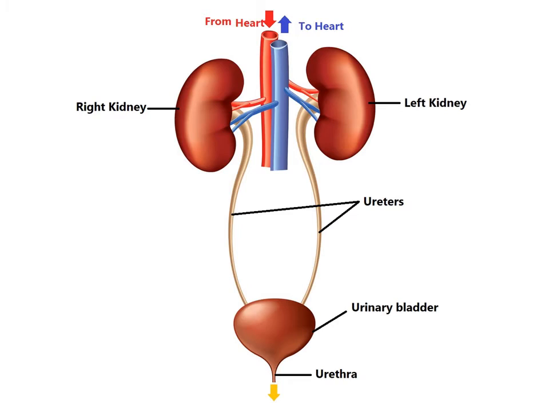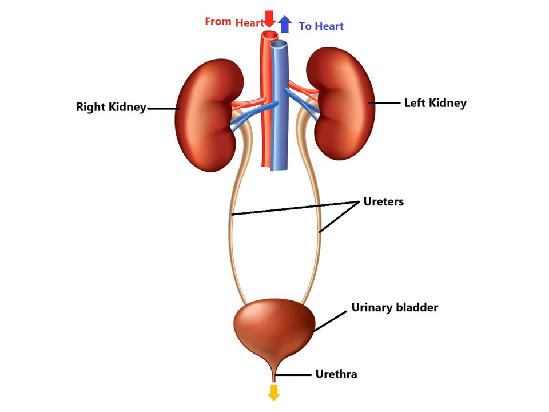Take very good care of the difference between the ureter and the urethra. The ureters are the two tubes that pass the urine from the kidney to the urinary bladder. But the urethra is the small tube at the end of the urinary bladder that passes the urine outside the body. So again, we have the two ureters that pass the urine from the kidney to the urinary bladder. But the urethra is one small tube that passes the urine from the urinary bladder outside the human body.